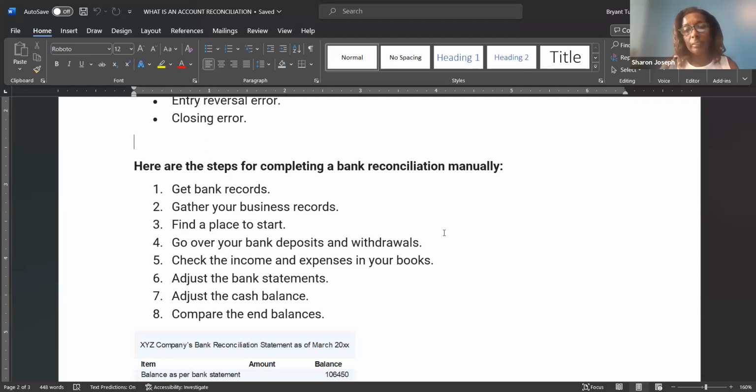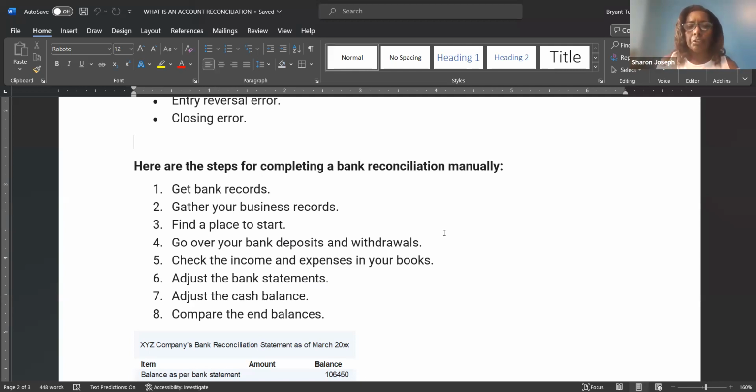And that's where you basically start, right? Then you go to your bank deposits. You make sure all of the deposits that the company says were recorded are in the bank, and any withdrawals that the company says are recorded are in the bank, and vice versa. You're basically breaking down and looking at each type of transaction within your bank statement.